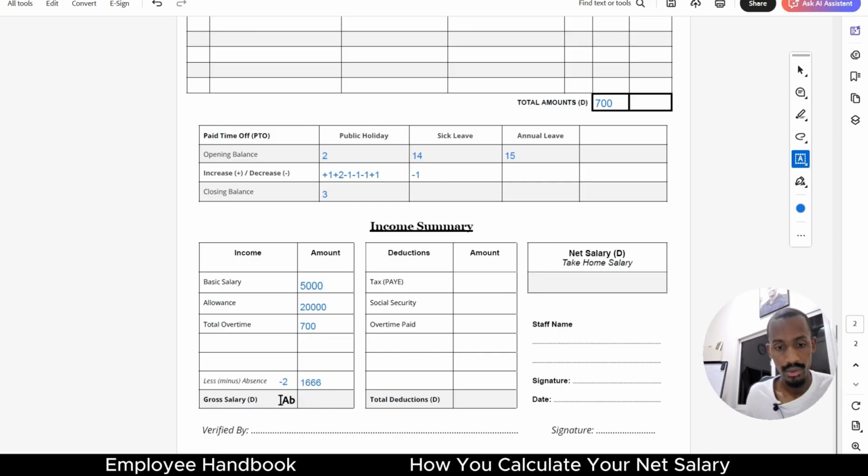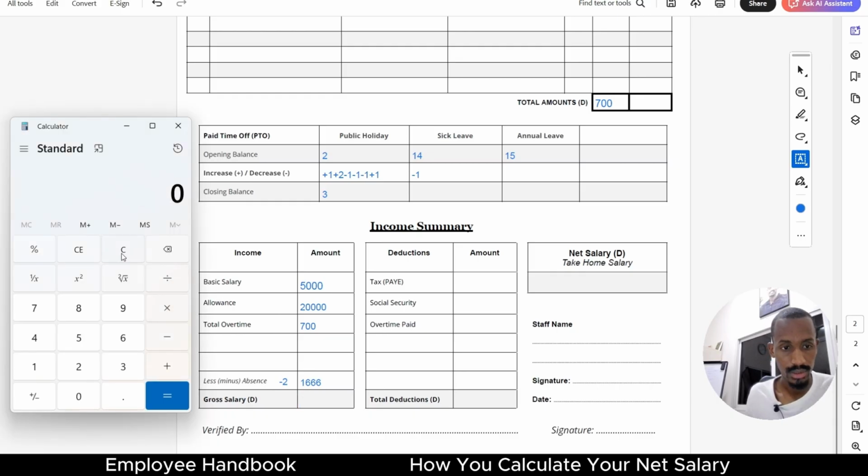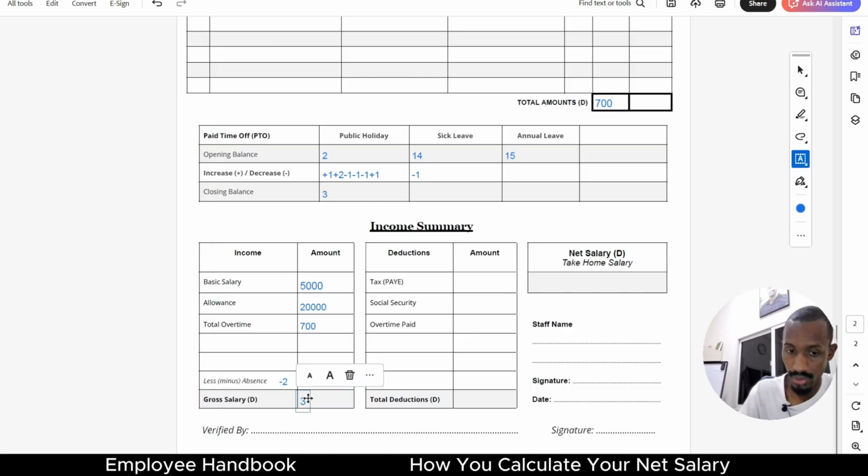So now let's calculate what my gross salary will be. Okay, let me refresh this. So we'll have 5,000 plus 20,000 plus 700, minus 1,666. All right, this will give me $24,034. Okay, so this is my gross salary.